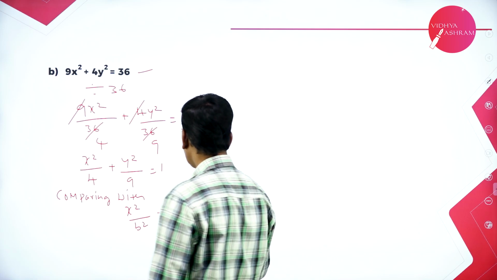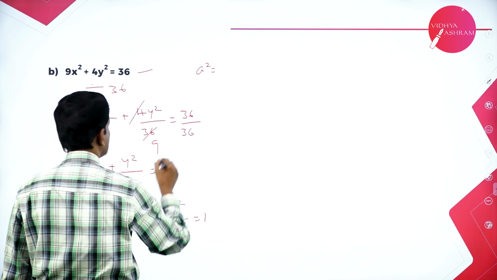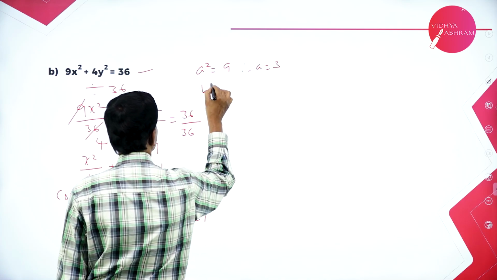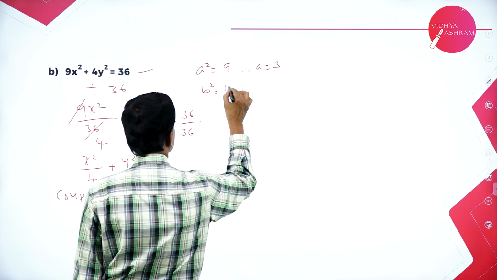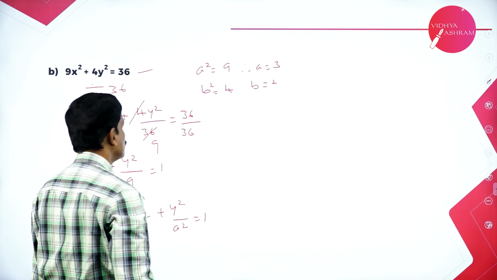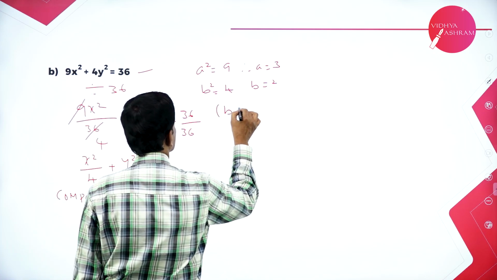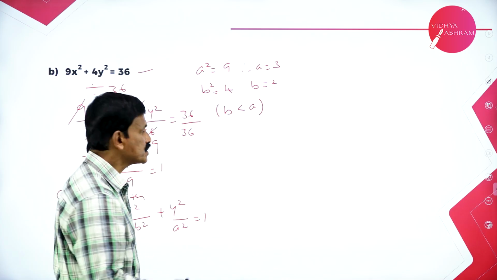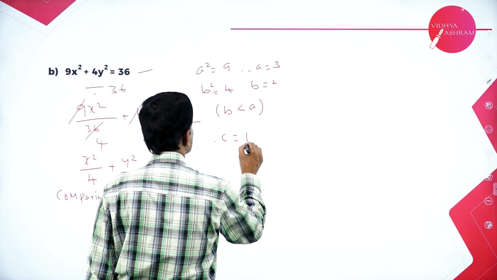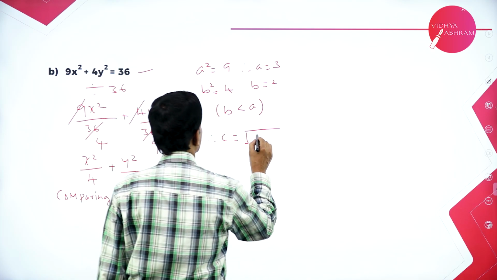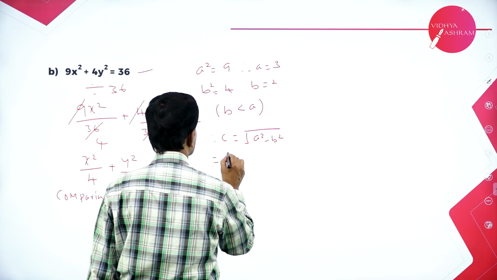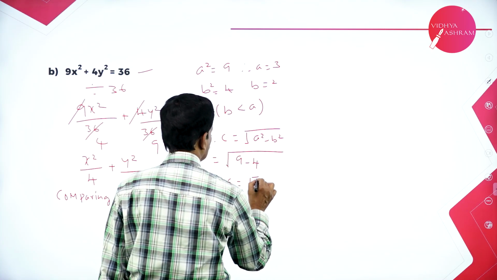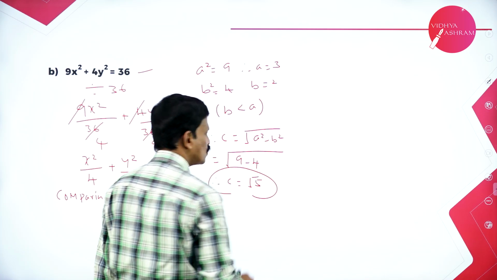Right. Now, what is a square here? So a square is equal to 9. Therefore, a is equal to 3 and b square is equal to 4. b is equal to 2. That means b is less than a. Okay. Now first find out c. Therefore c is equal to root of a square minus b square. So that's equal to root of 9 minus 4. So therefore c is equal to root 5.